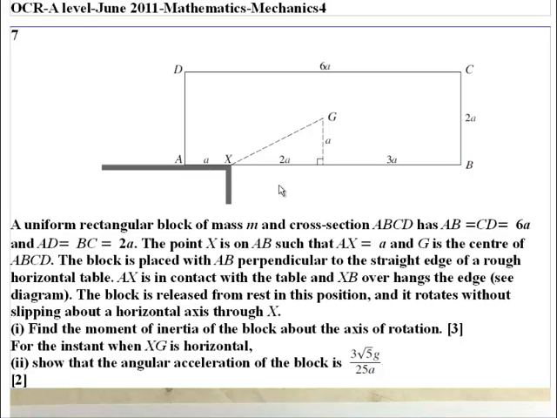The block is placed with AB perpendicular to the straight edge of a rough horizontal table. AX is in contact with the table and XB overhangs the edge. See diagram. The block is released from rest in this position and it rotates without slipping about a horizontal axis through X. Find the moment of inertia of the block about the axis of rotation.